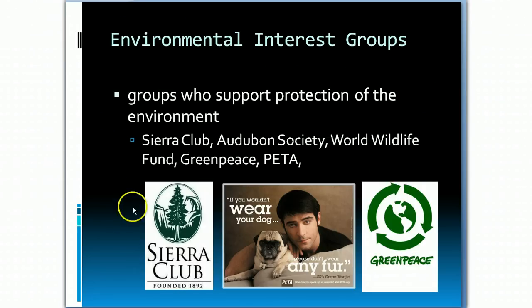The next type is environmental interest groups, and a lot of times these go against the corporate and economic interest groups. These are groups who want to support the protection of the environment, such as the Sierra Club, Audubon Society, World Wildlife Fund, Greenpeace, PETA. And the issue they have is that they're trying to have the government make more regulations on businesses and people so that we have to protect the environment. So they're kind of in opposition to a lot of the economic interest groups.